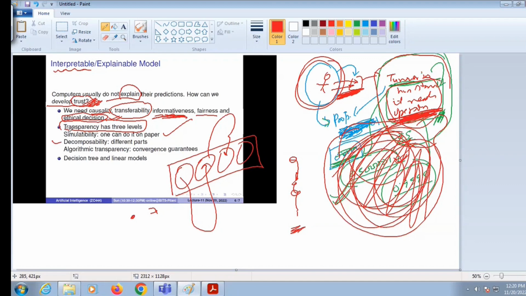Decomposability, that we call decomposability. Simulatability means we can do it in pen and paper. And algorithmic transparency. Okay, so what it is doing, we should be knowing that okay, this thing is happening this way. There are various models that actually try to achieve this kind of thing.